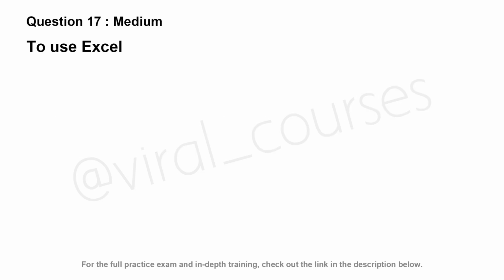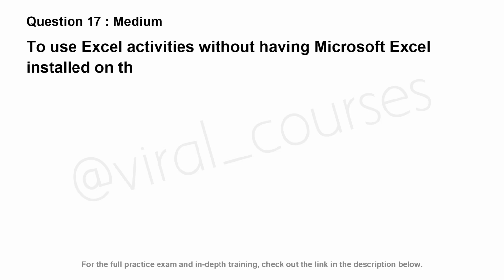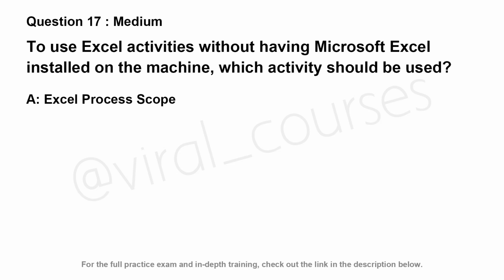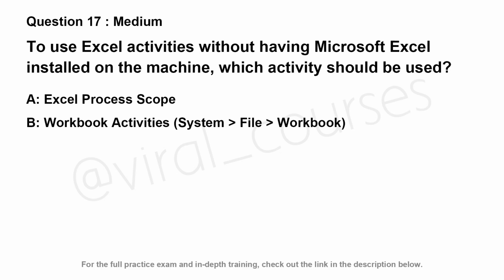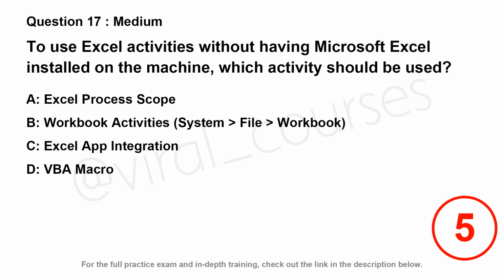To use Excel activities without having Microsoft Excel installed on the machine, which activity should be used? Option A. Excel process scope. Option B. Workbook activities. System, file, workbook. Option C. Excel app integration. Option D. VBA macro.